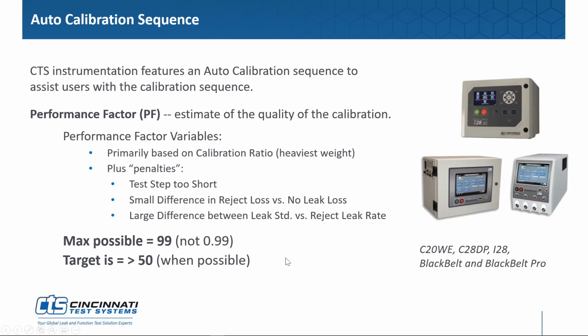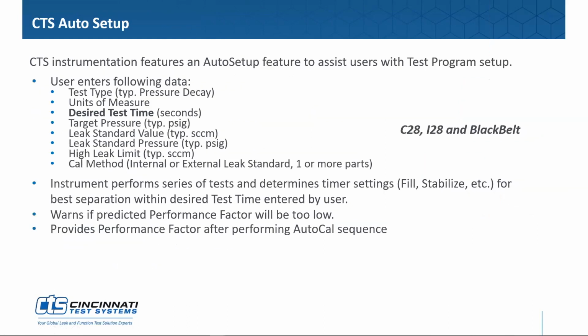All right. And you can also use the instrumentation auto setup for setting up a pressure decay test in the C28, I28, and Black Belt. By just entering these few values in your estimated test cycle time, the instrument will set that up for you automatically. So what he's saying is it'll determine the appropriate fill, stabilize, and test timers based on a realistic time that you put into the instrumentation. I call it the leak test for dummies button. That's awesome.